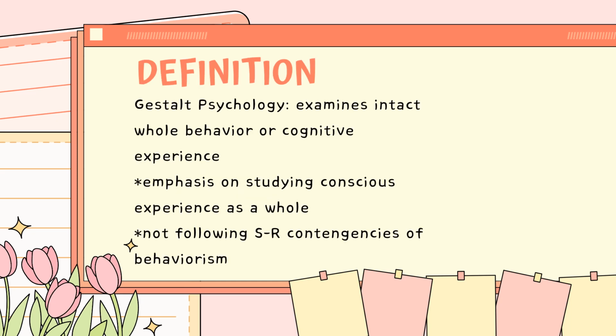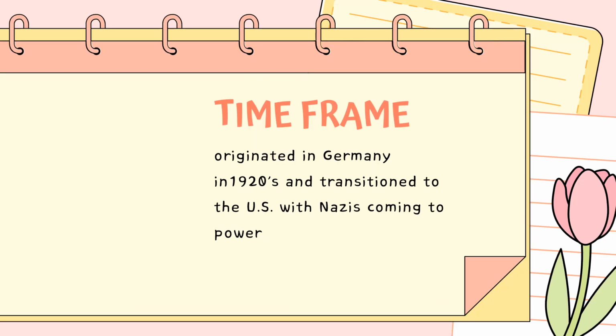The definition of Gestalt Psychology is that it examines intact whole behavior or cognitive experience. The emphasis here is on studying conscious experience as a whole, and it's not following the stimulus response contingencies of behaviorism. So when did this happen? It originated in Germany in the 1920s and transitioned to the US with Nazis coming to power.